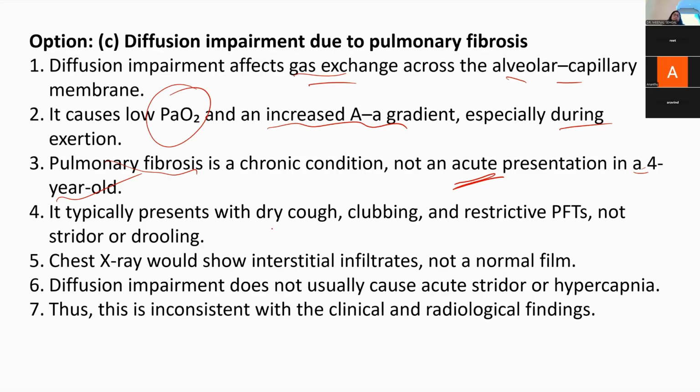So it typically presents with dry cough. Chronic fibrosis will have dry cough, clubbing, restrictive PFTs, but not stridor or drooling. Chest X-ray will also show interstitial infiltrates and not a normal film. Diffusion impairment does not usually cause acute stridor or hypercapnia. Thus, this picture is consistent with clinical and radiological findings that there is upper airway obstruction.